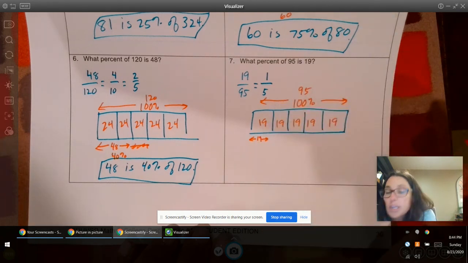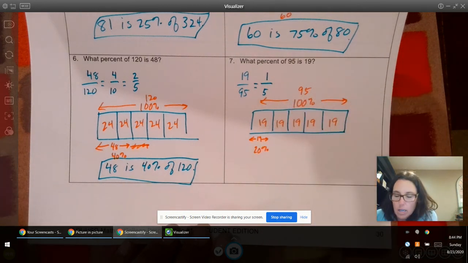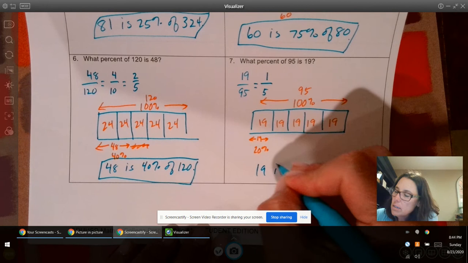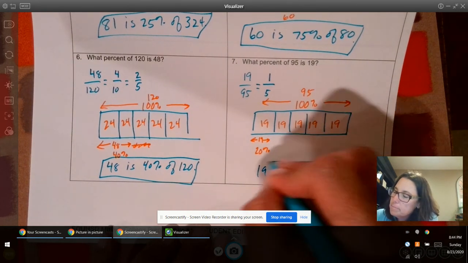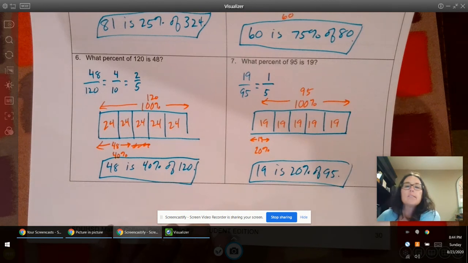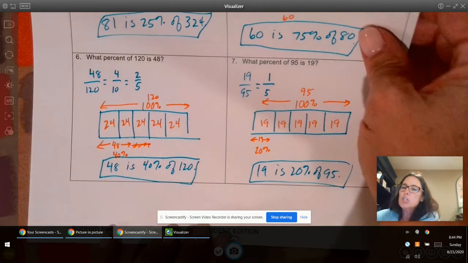19. That's going to be 20%. One box has 20% in it. Okay, so 19 is 20% of 95. Okay, that's the second kind. All right, third kind. Next page here.